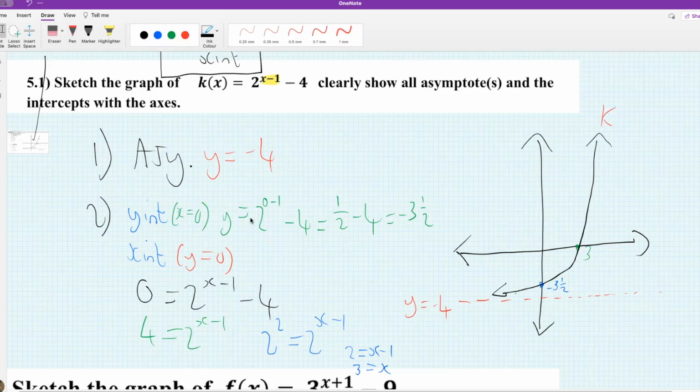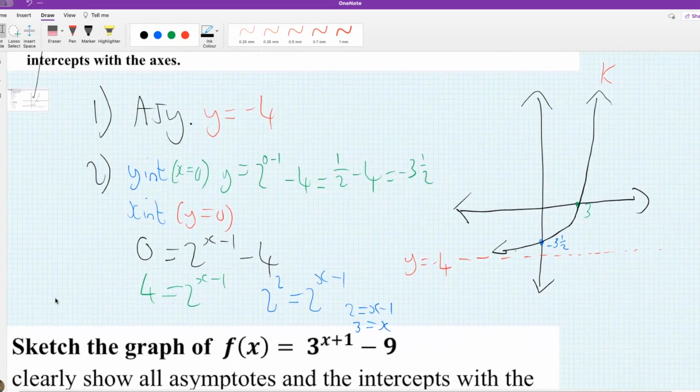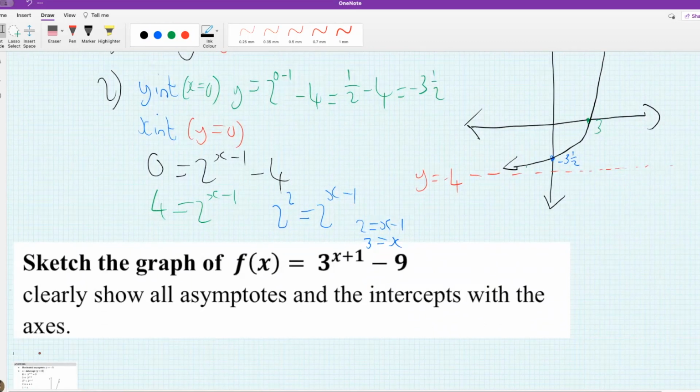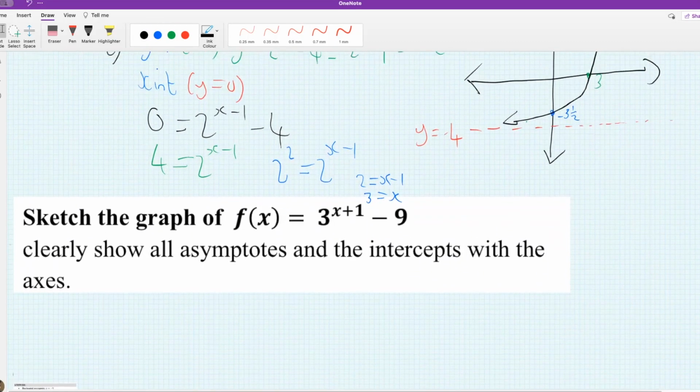All right, and I've drawn my exponential graph there. Give me a thumbs up if you could follow what I was doing there. Give me a thumbs down if you didn't. And then for those who are feeling comfortable, here's your next example. I want you to sketch the graph of f(x) = 3^(x+1) - 9.